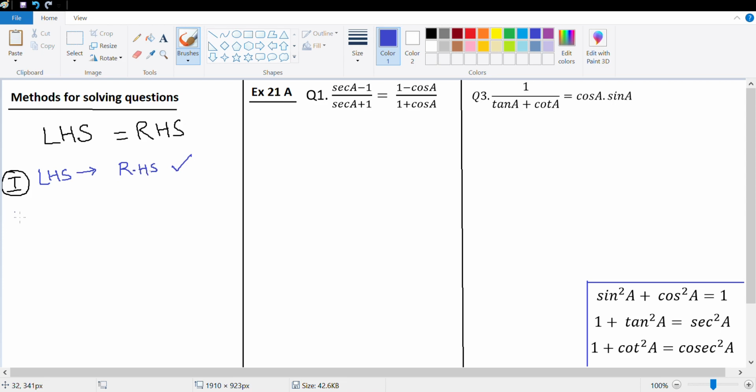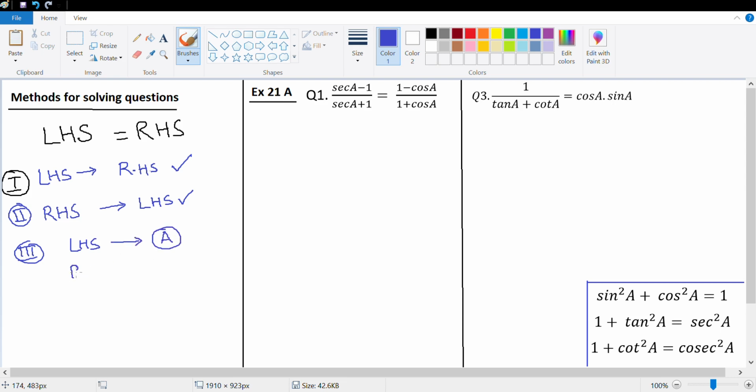There is the second method. The second method says you start with right hand side, do something to it so that you reach left hand side. This is an approved method. And the third method is that you work on left hand side, do something to the left hand side, and let's say you reach value A.